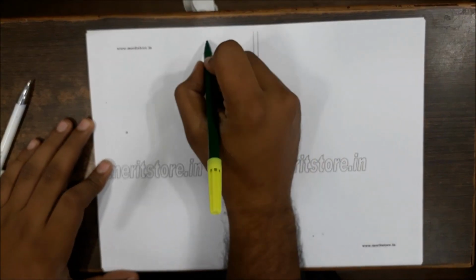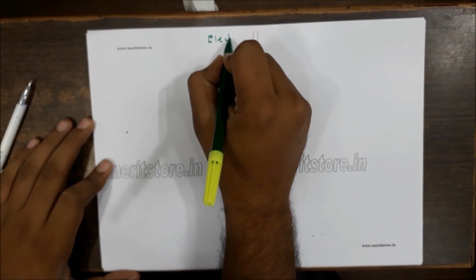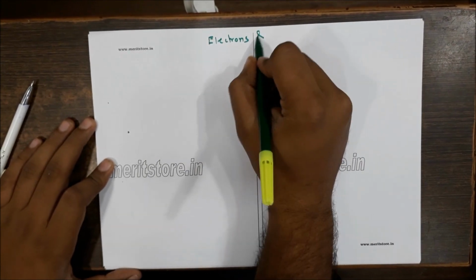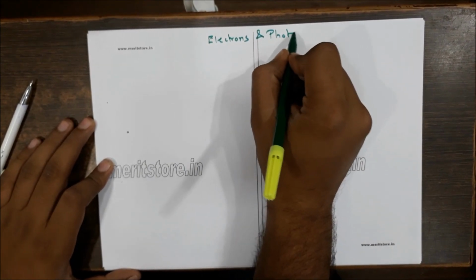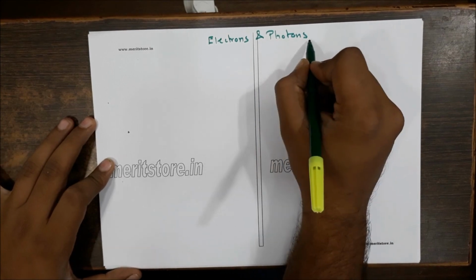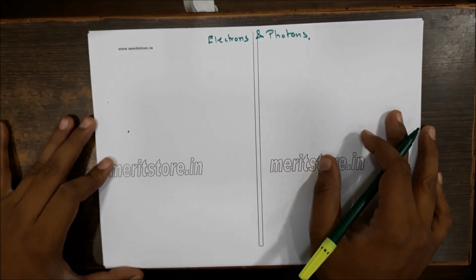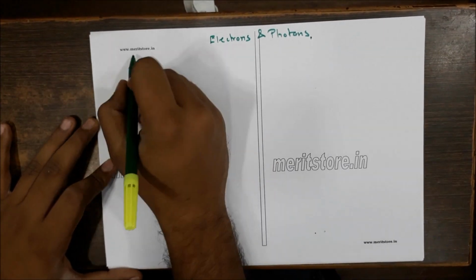The next chapter is electrons and photons. Now, first of all, the important formulas.